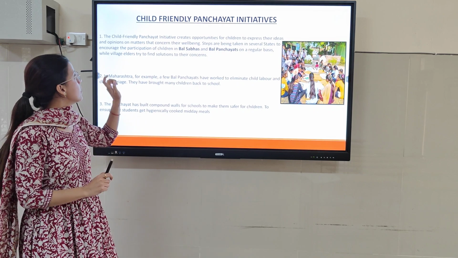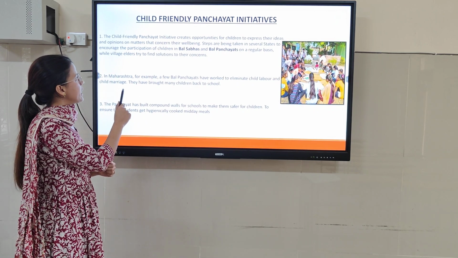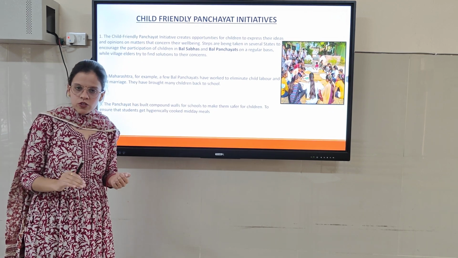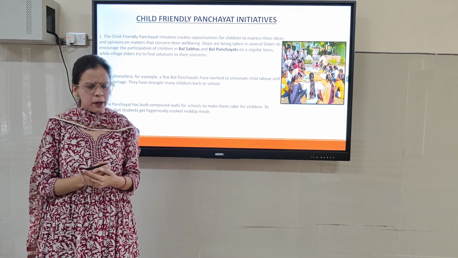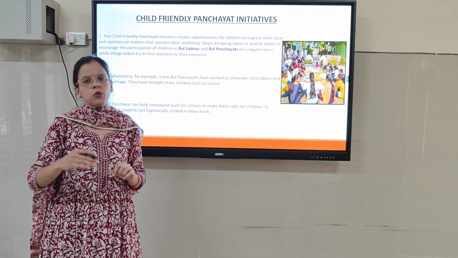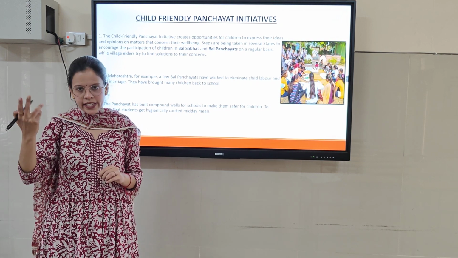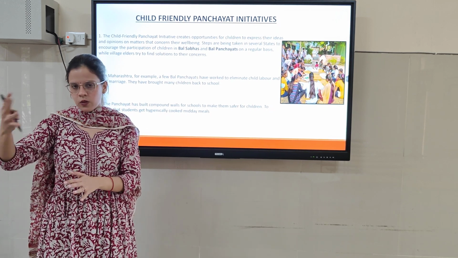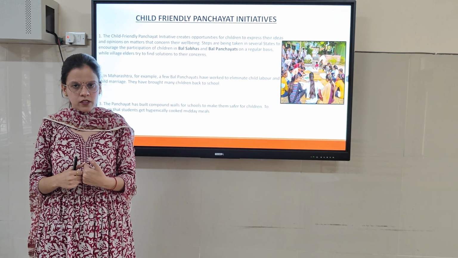Now how does this work? The child-friendly panchayat initiatives create opportunities for children to express their ideas and opinions on matters for their well-being. So in most of the panchayat areas, now they have Bal Sabhas. What happens in Bal Sabhas? The children who are usually 6 to 12 years of age, or usually from 8 to 12 years of age, once you have attained a certain understanding, what do you do? You will sit at one place with the other children of your village or the panchayat area. Together you will discuss your problems.